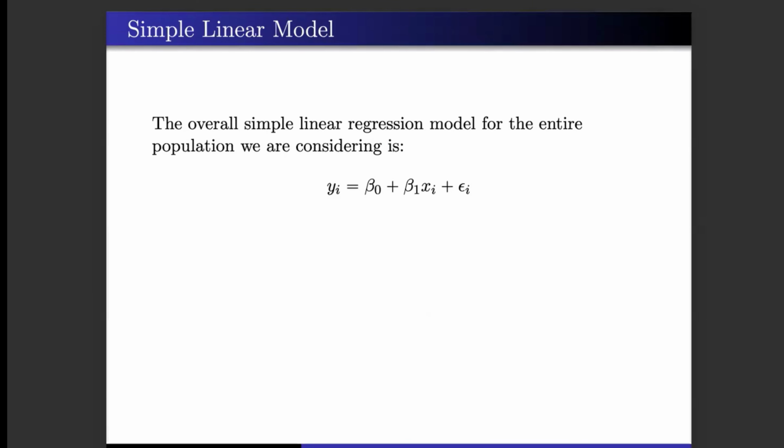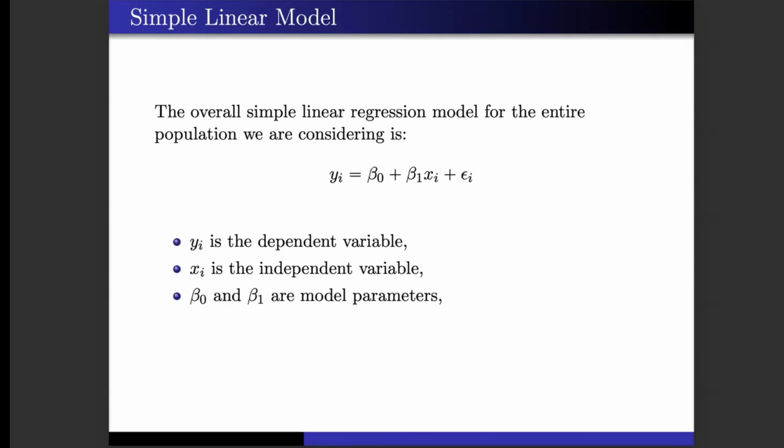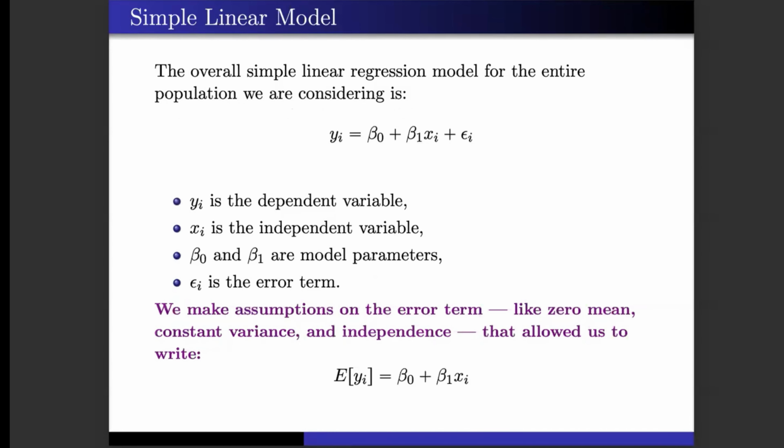Let's begin with the simple linear model. yi is equal to beta naught plus beta 1 xi plus epsilon i, where yi is the dependent variable, xi is the independent variable, beta naught and beta 1 are model parameters, and epsilon i is the error term. We make some assumptions on error terms, such as the expectation of epsilon i is 0, the variance of each epsilon i is sigma square, and all epsilon i are IID and have a normal distribution.